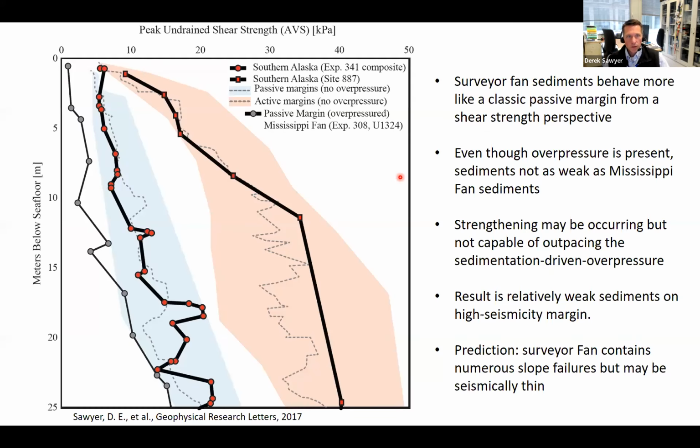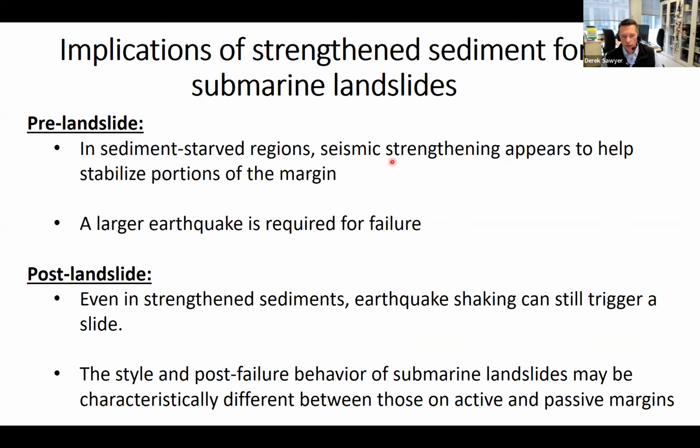Okay, let me fast forward here and think about this question about the landslide behavior itself. So we focus now on the pre-failure properties, thinking about seismic strengthening and what happens when you have overpressure at play. I want to examine a little more what happens to those landslides if and when they do occur, if they start out relatively strong or relatively weak. So in the pre-landslide, in sediment-starved regions, we can argue that seismic strengthening appears to help stabilize portions of those margins, which means that you would need a larger earthquake to cause failure.